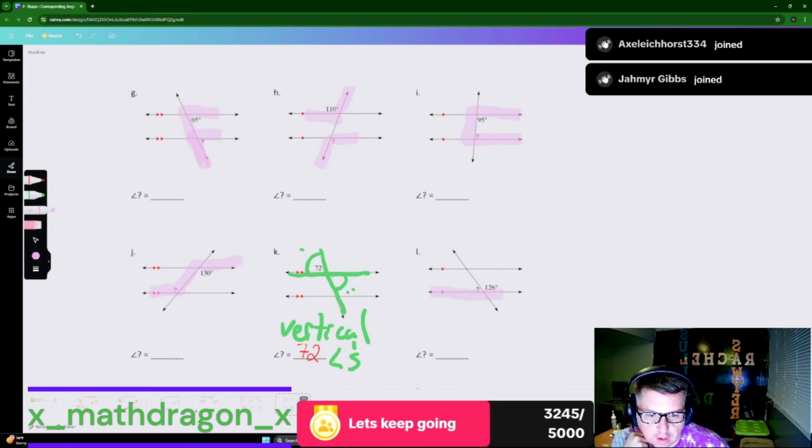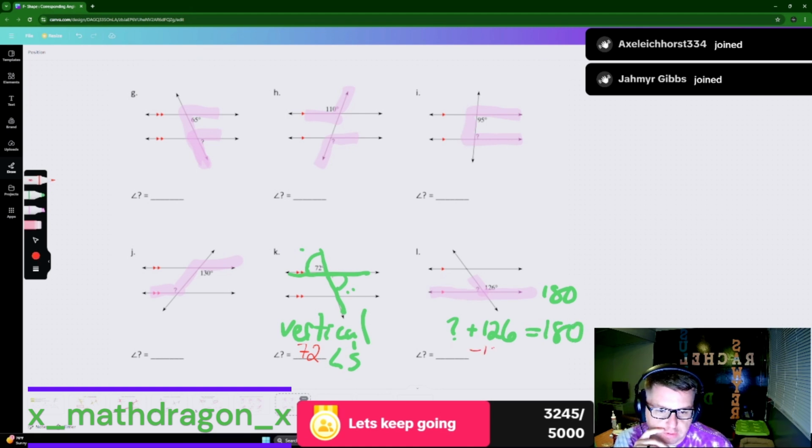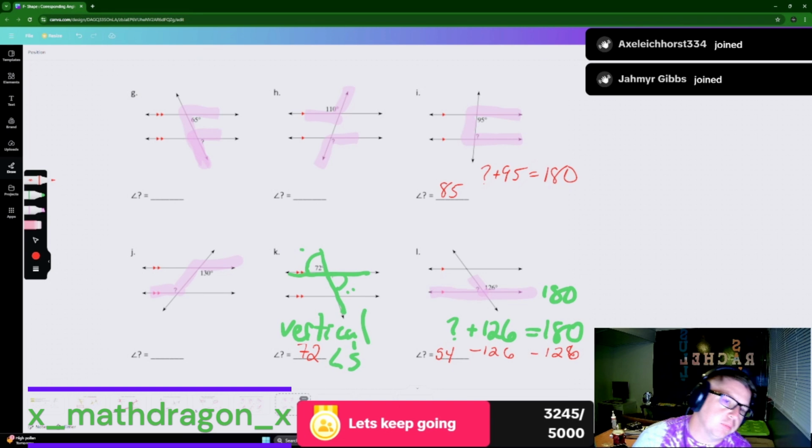And then this one, I just have a straight line. What do I know about a straight line? Ooh, go back to your vocab. That's 180. So question mark plus 126 equals 180. And we would subtract 126 from both sides and get 54 as our answer. Same thing here. Question mark plus 95 equals 180. And this should be 85 because 90 and 90 make up 180. So borrow 5, put it over here.